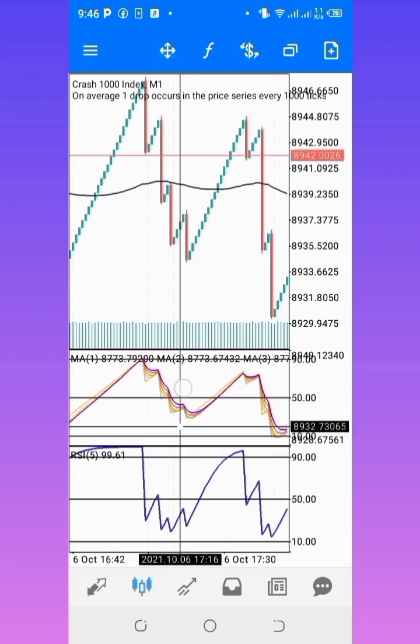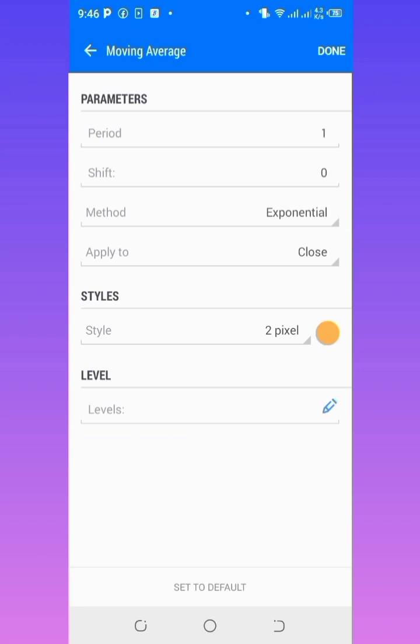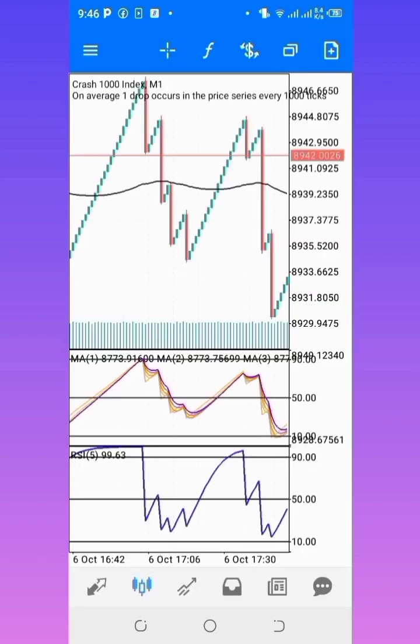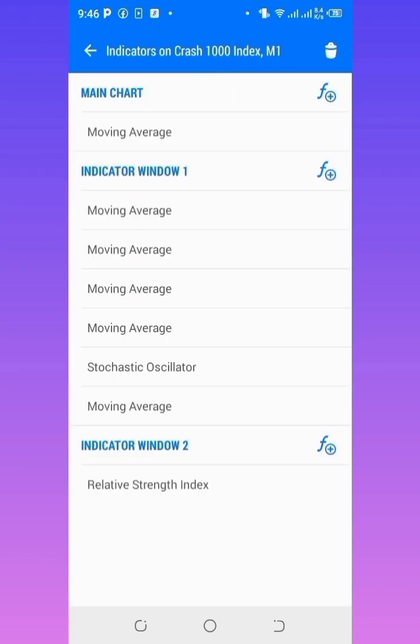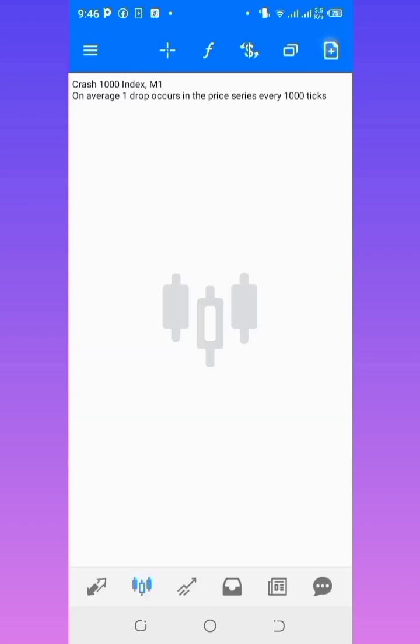The moving average I'm having at this range is the moving average period 150, shift 0. Method is exponential, apply to close. Size is 2 pixels, the color is gold. When you're done with this, you click on done. I'm having another moving average, which is moving average period 2, shift 0. Method is exponential, apply to close. Size is 2 pixels, the color is gold. When you're done with this, you click on done.